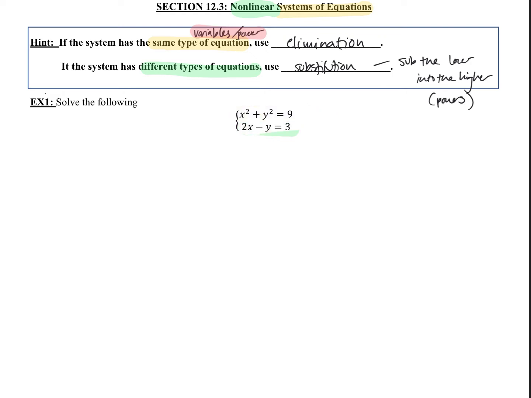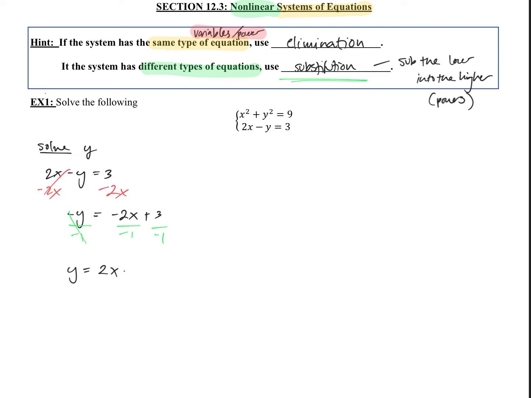Okay, so how would we solve this? Since they're not the same, we're going to use substitution. That's the plan, and we're going to sub the lower one into the higher one. So let's go ahead and solve for y on the bottom one. I'll rewrite my original equation, the linear one. Subtract 2x from both sides. Negative y equals negative 2x plus 3. Divide by negative 1 on all sides. I get y equals 2x minus 3.